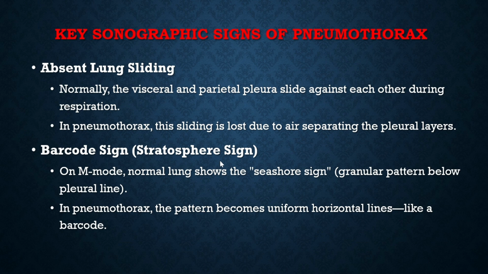Barcode sign or stratosphere sign. In M mode of the ultrasound, we can see that the normal lung shows the seashore sign, that is the granular pattern below the pleural line, whereas this is lost due to the separation of the pleura, and there is a uniform horizontal line seen like a barcode. So this is called the barcode sign.